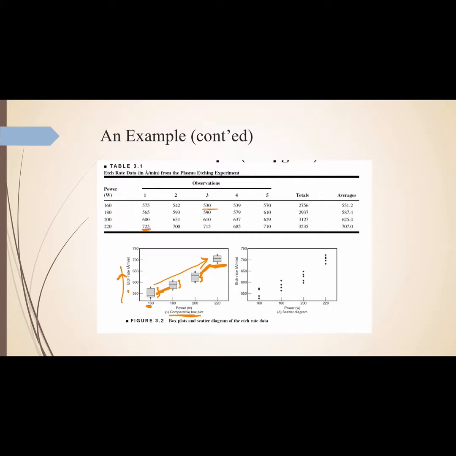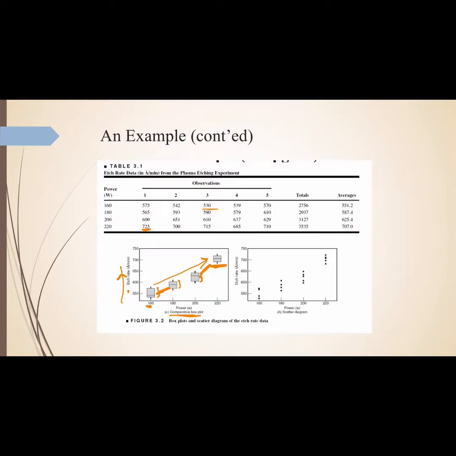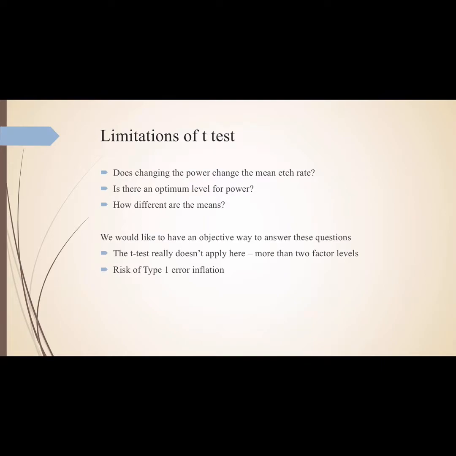But as we have seen in the last experiment, just looking at one chart, we cannot make any conclusive statements, because this is only for these samples. If we take some other samples, if we run the experiment again, maybe our observations might be different and these box plots might be different. And if we want to understand whether there is an optimum power level to obtain our desired etch rate, and how different the means are exactly, like, is the etch rate at 160 significantly different than the etch rate at 200, or we cannot quantify how different they are or how significant they are.